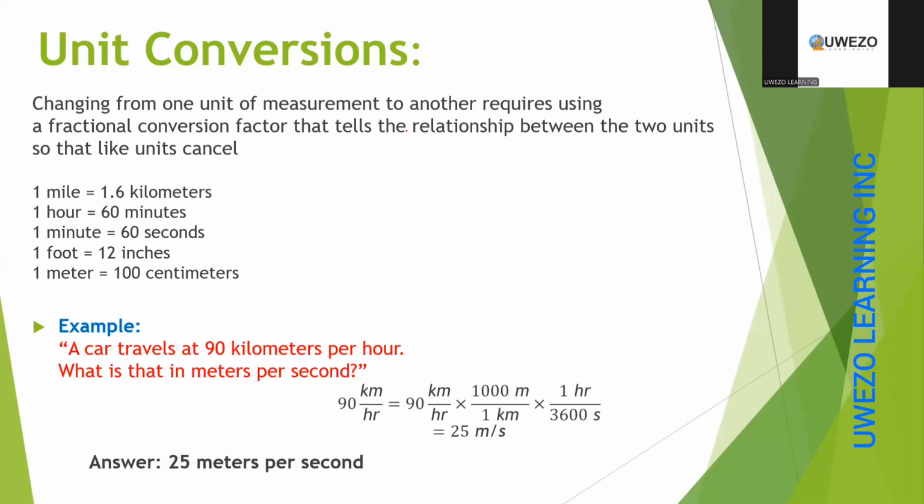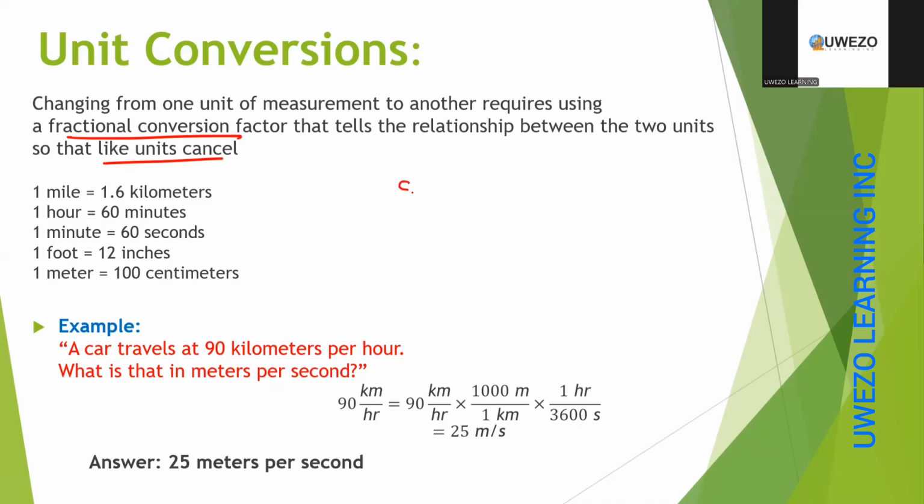Now let's talk about unit conversions. Changing from one unit of measurement to another requires using a fractional conversion factor that tells the relationship between the two units so that the like units cancel. It's good to remember these conversions: 1 mile to kilometers, 1 hour to minutes, 1 minute to seconds, 1 foot to inches, and 1 meter is 100 centimeters.